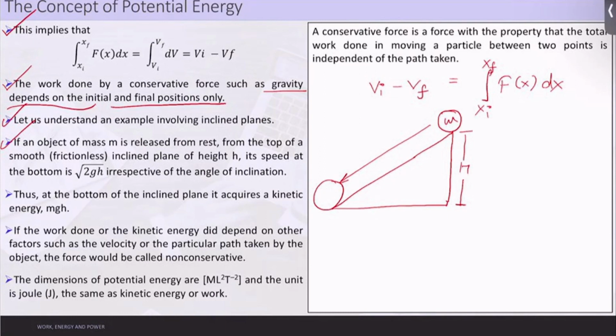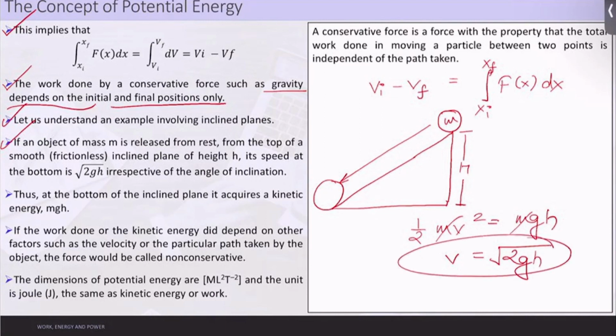What is the basic meaning? We just did, mv square is nothing but equal to mgh. So getting cancelled, we got v is nothing but equal to under root 2gh. This is only possible, first of all, because only gravitational force is acting, and second, because it is frictionless. That means there is no dissipative or non-conservative force acting in this direction.